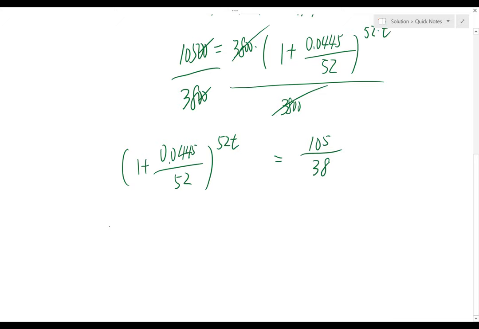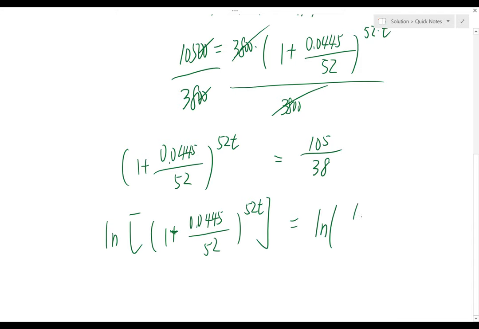Okay. So taking ln from both sides of the equation, just like the other one. When we're talking about the population growth, we actually perform a similar operation there, 0.0445, and dividing by 52 raised to 52t. So basically taking the ln from both sides of the equation.